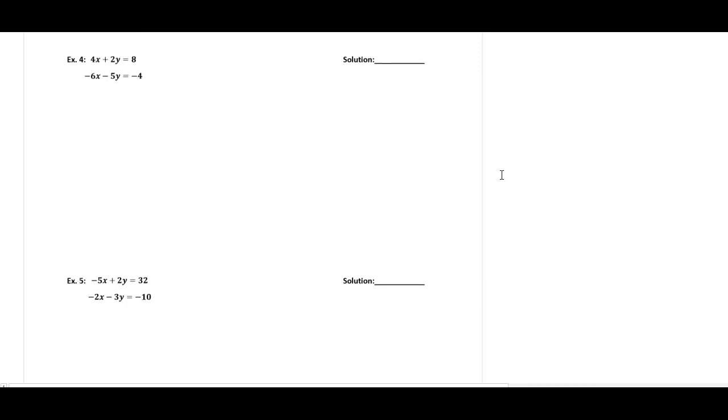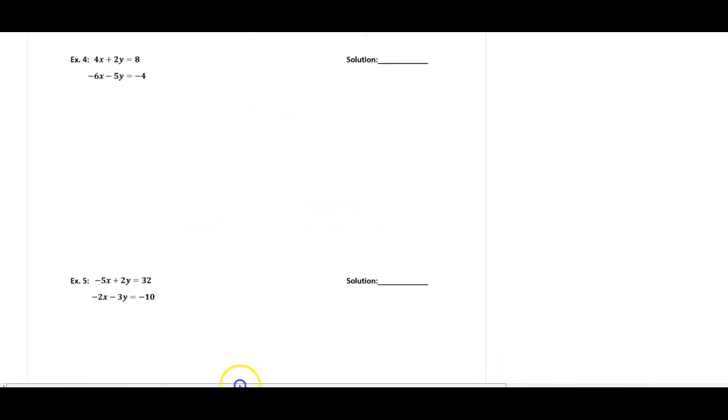Example 4. Right away I look, the x's, they are not easy to eliminate. I cannot multiply 4 by anything to make it a positive 6, so they add up to 0. I cannot multiply negative 6 by anything to get it turned into a positive 4 and make it work out nicely. Same with the y's. I can't multiply 2 by anything to make it a positive 5, and I can't multiply negative 5 by anything to make it a negative 2. So what I'm going to do is pick what I can multiply each equation by to eliminate one of the variables.